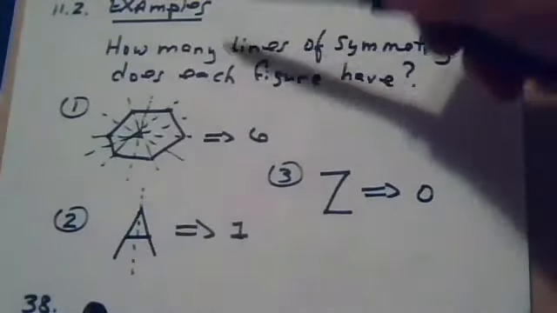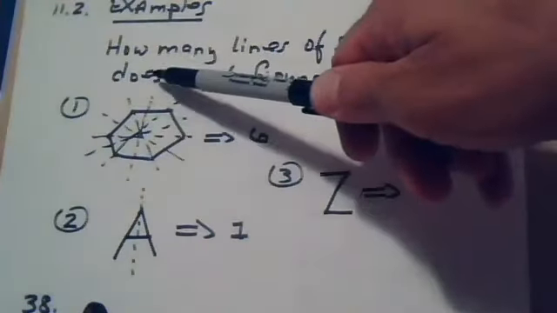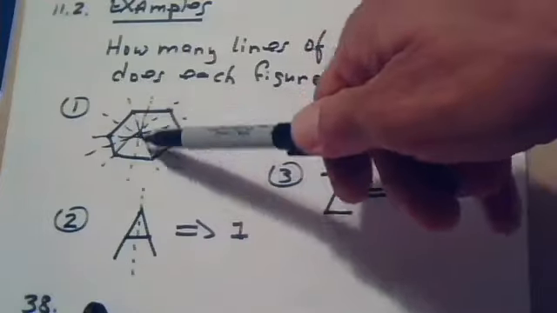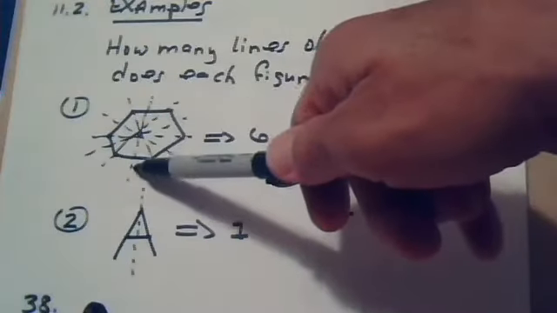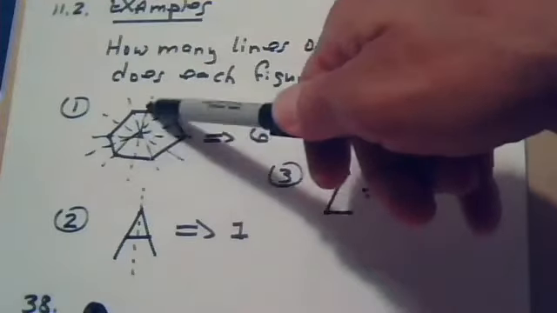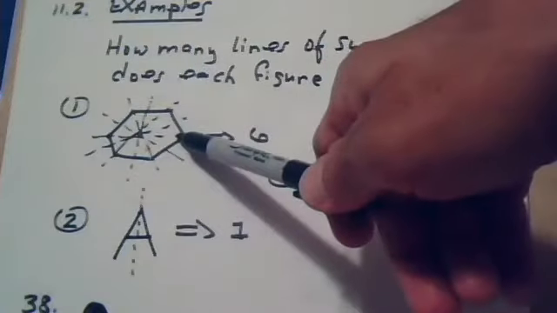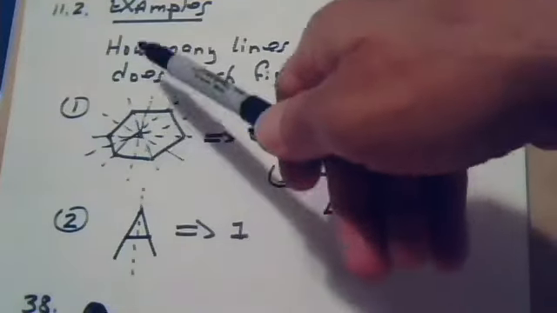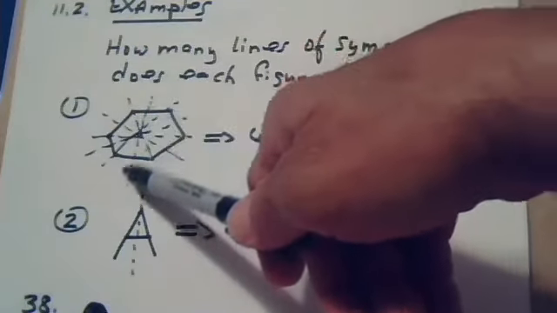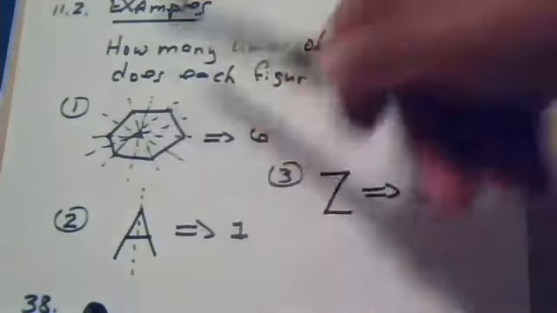Here are some examples. How many lines of symmetry does each figure have? Well, this one, each one of these broken lines is a line of symmetry. Just take any one you like, and it acts like a mirror. For example, this vertical one: this side is like a reflection of this side. The left side and the right side have this line as a line of symmetry, so it's like a reflection.